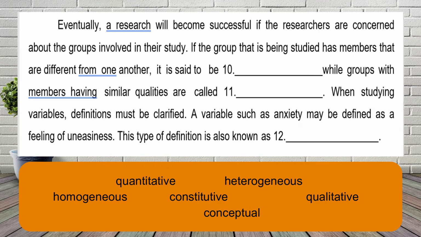A research will become successful if the researchers are concerned about the groups involved in their study. If the group that is being studied has members that are different from one another, it is said to be ___, while groups with members having similar qualities are called ___. When studying variables, definitions must be clarified. A variable such as anxiety may be defined as a feeling of uneasiness. This type of definition is also known as ___.